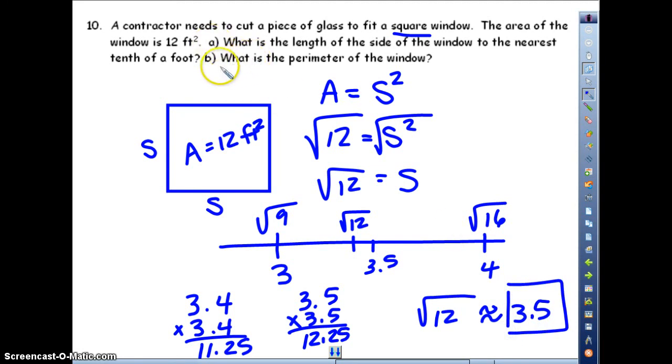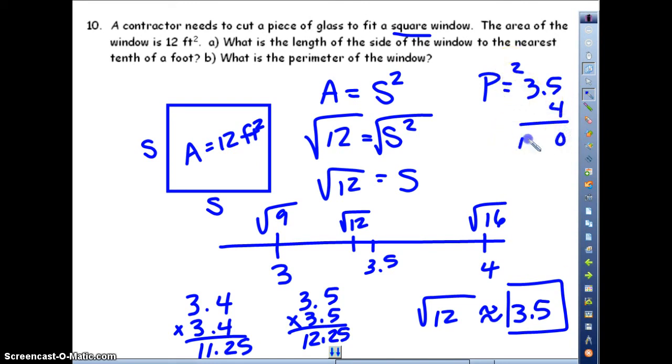They want to know part B, what is the perimeter of the window? Well, if this length's 3.5, and this length's 3.5, and this length's 3.5, and this length's 3.5, how do you find the perimeter? Yeah, you're going to take 3.5 and multiply by 4. Perimeter is the distance around. Don't take the area and divide by 4. That's never going to be side length. You guys are kind of thinking perimeter there, but okay, let's multiply this out.